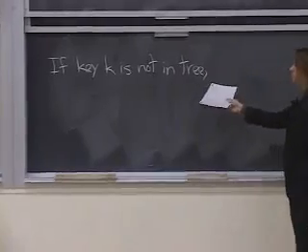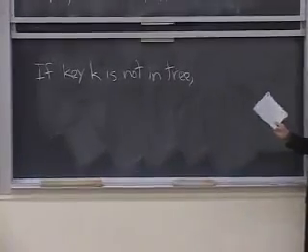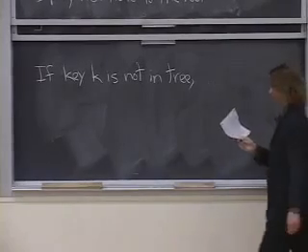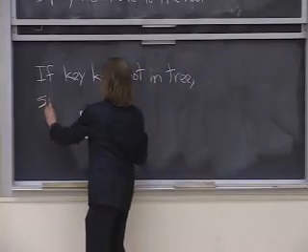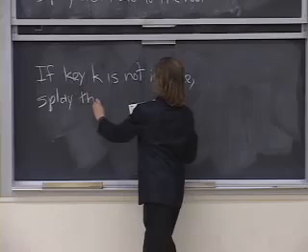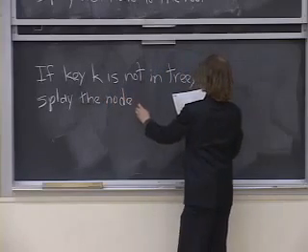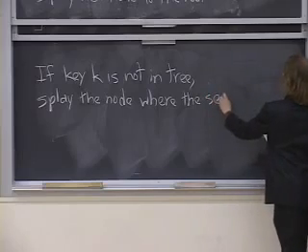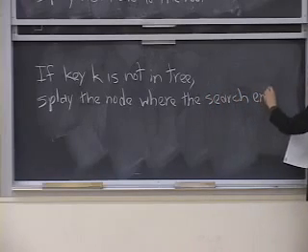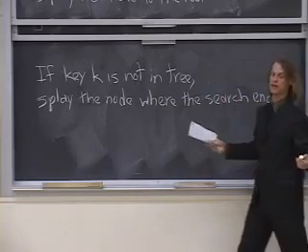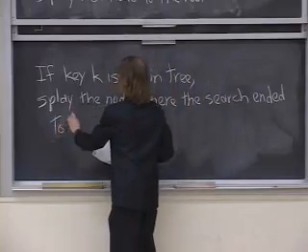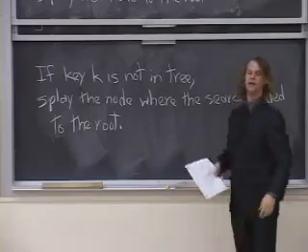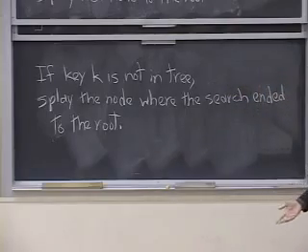So if I try to remove a key and it's not in the tree, I still splay the last node that I visited while I was looking for k. So as usual, I splay that node to the root. And that's it. Any final questions?